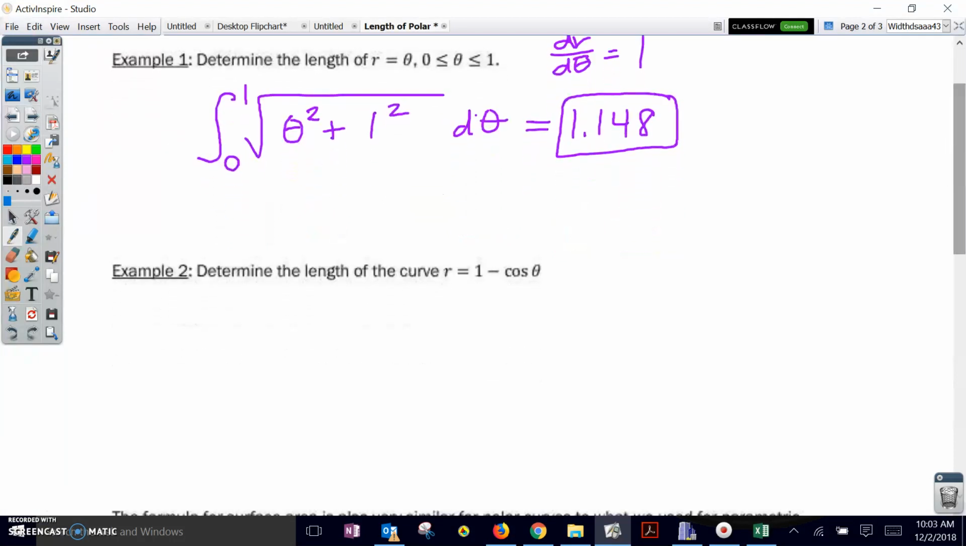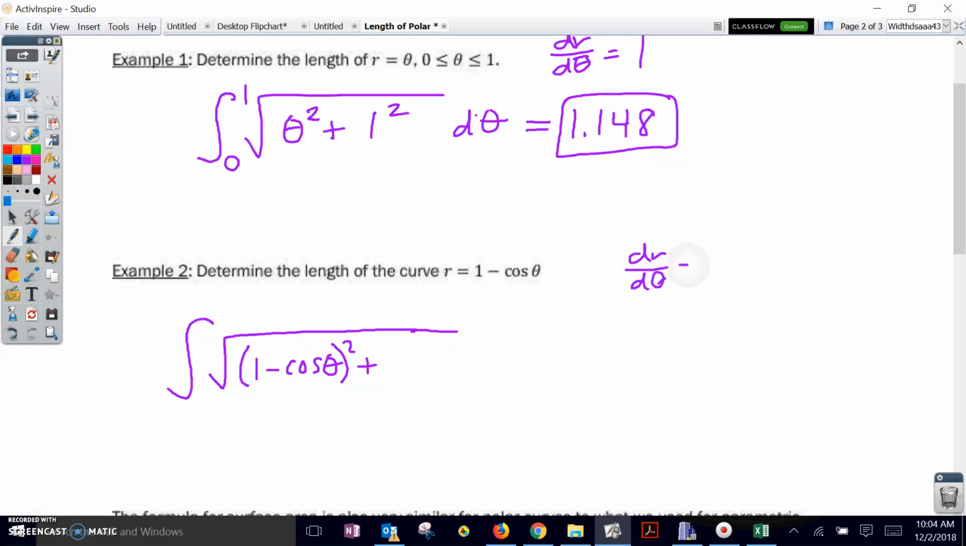Alright, next one. Determine the length of the curve r equals 1 minus cosine of theta. Now notice in this, they don't give us limits of integration. So we're going to have to figure out what those limits of integration are. But our integrand is going to be the square root of r squared plus (dr/d theta) squared. Dr/d theta here is going to be, 0 plus, it's just going to be sine of theta.